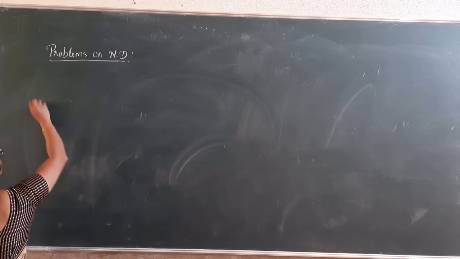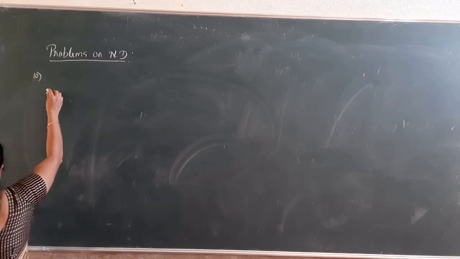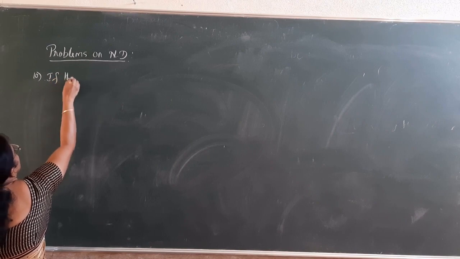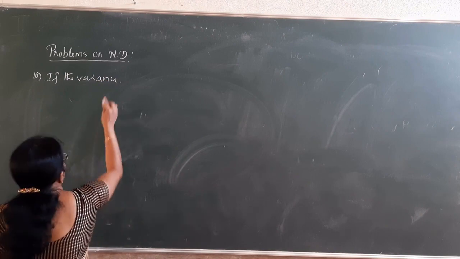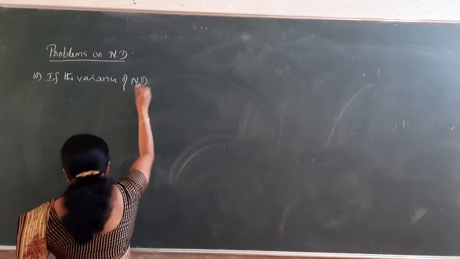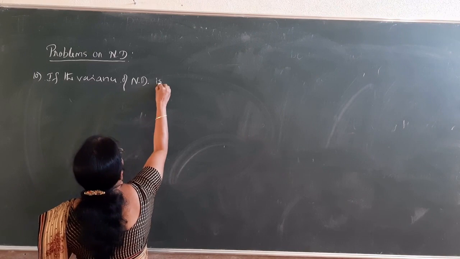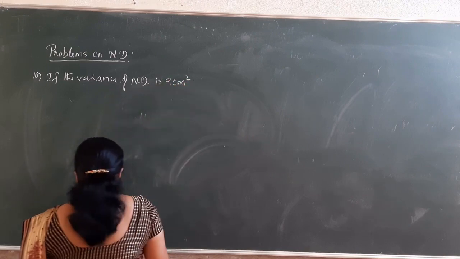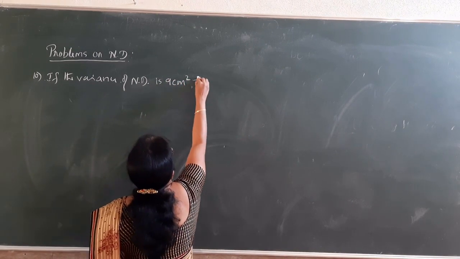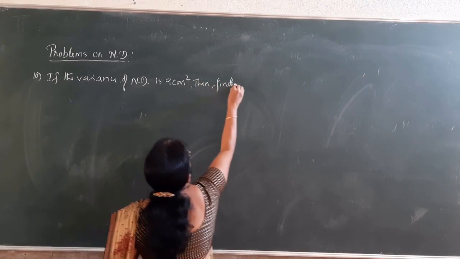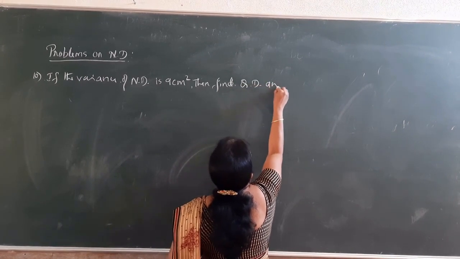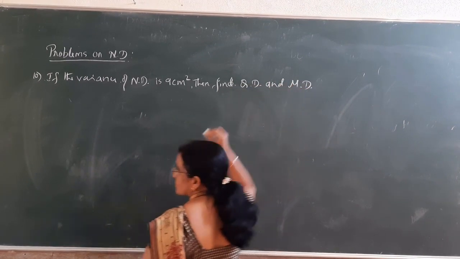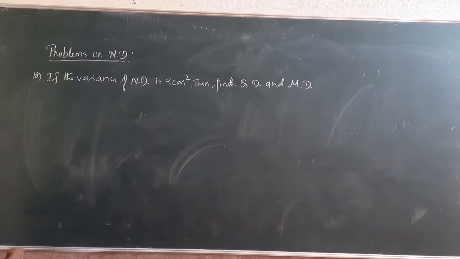The next question is, if the variance of normal distribution is 9 centimeter square, then find quartile deviation and mean deviation. What is QD? QD is a quartile deviation and MD is a mean deviation.